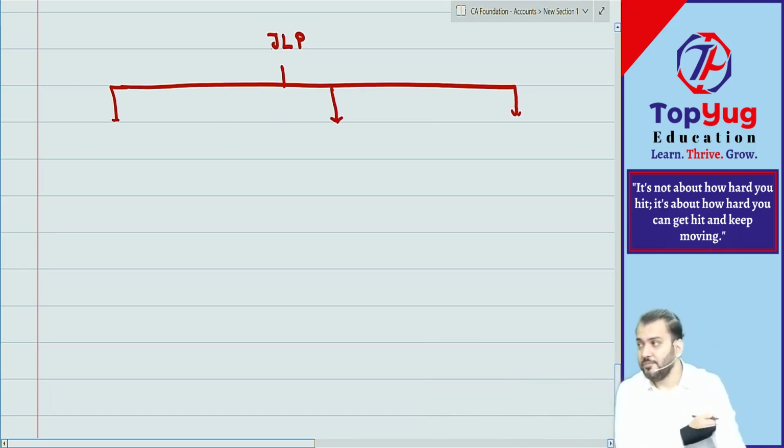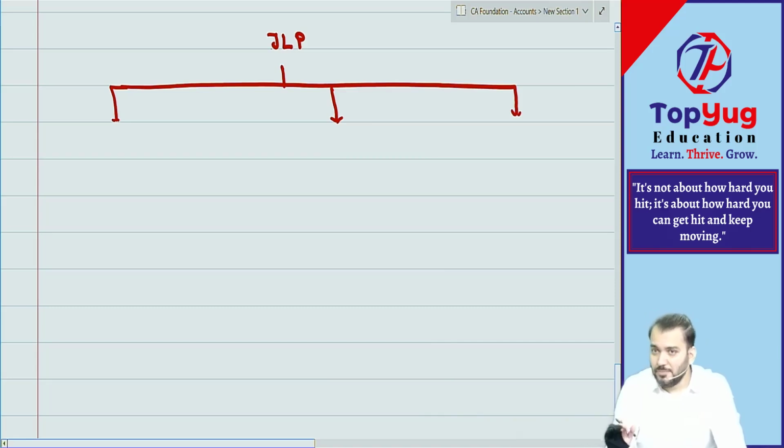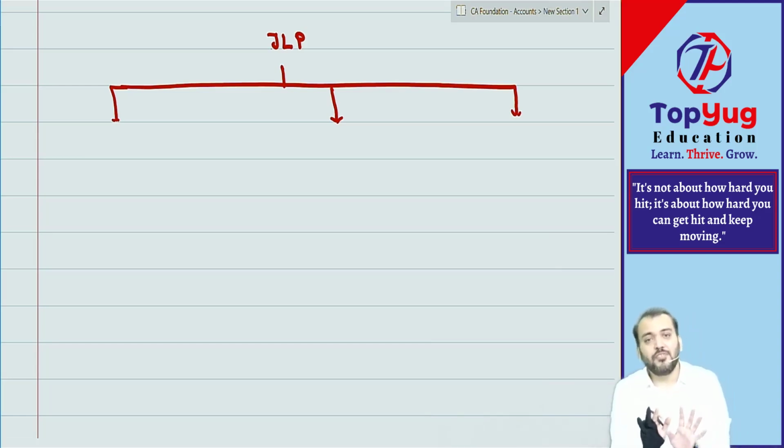The accounting treatment of JLP is based on some belief. It means different accountants have different beliefs, and therefore there are three alternative accounting treatments. Are you getting what I am saying? Because there is no accounting standard on this.